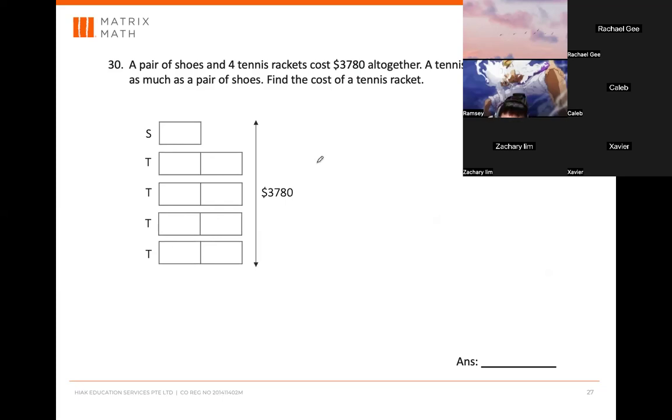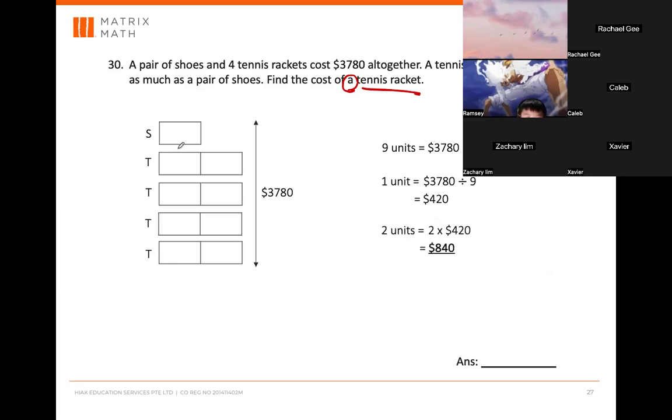And that gives you a total of 3,780. So how many units are there altogether? There are 9. So 9 units is 3,780. 1 unit will be 3,780 divided by 9, which is 420. Find the cost of a tennis racket. A tennis racket is 2 units. So 420 times 2 gives you $840. So that is for question 30.